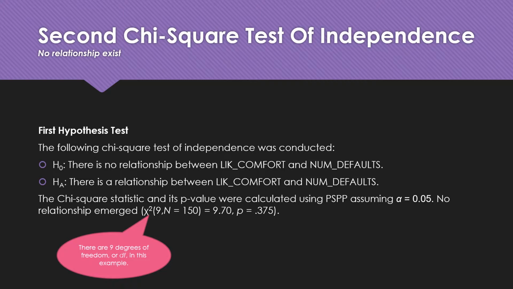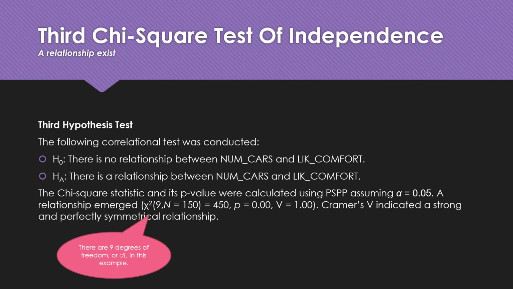The chi-square value is 9.75, again with 150 cases and degrees of freedom of 9, and a p-value of 0.375. Again, with the alpha constant at 0.05, the p-value is higher than the alpha, meaning that there is no relationship between the level of comfort and the number of payment defaults. No relationship exists.